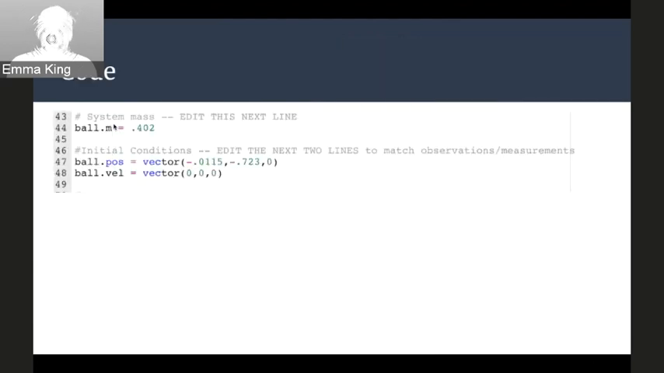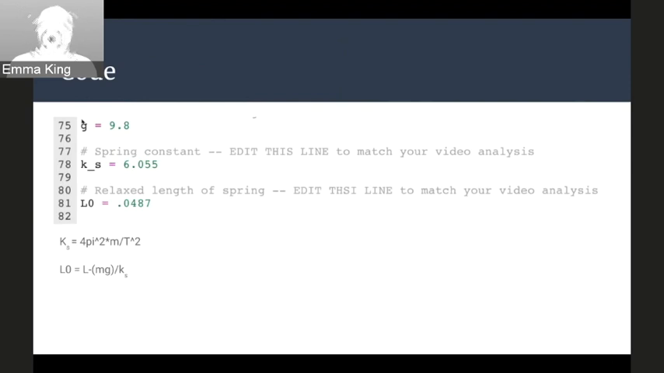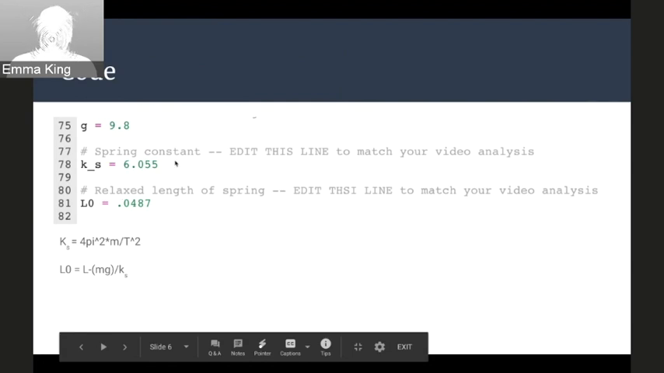So this is my code itself. We have the mass of the ball, 0.402 kilograms, and our initial position, which I got from my actual data, and it's starting from rest, so velocity is 0. We have gravity, and then the spring constant, which was calculated by 4 pi squared times the mass over T squared. And then we have L naught, which is L minus mass times gravity over Ks. And gravity is just 9.8.